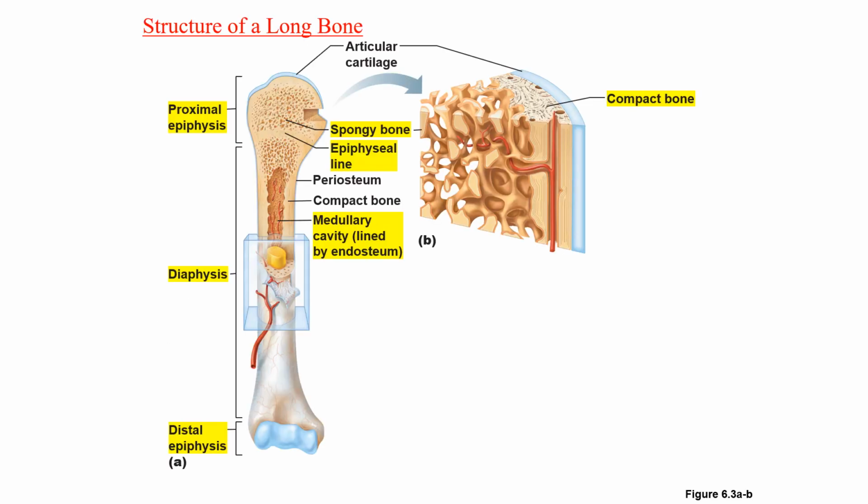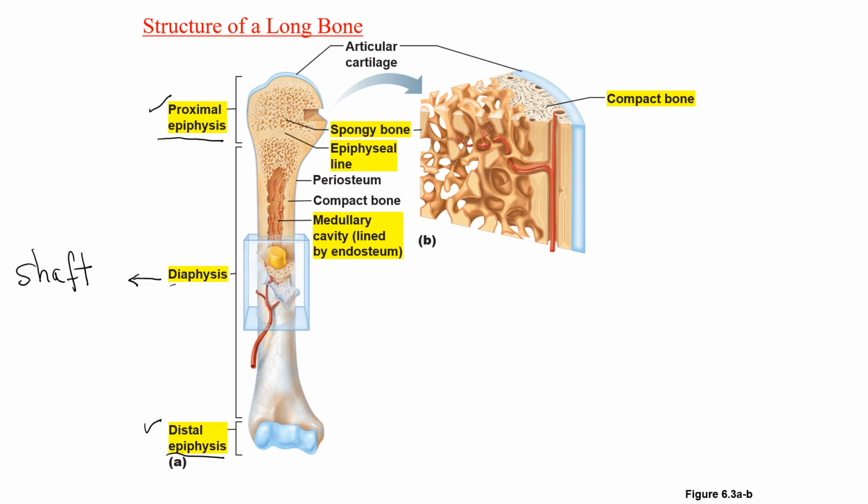Long bones consist of three structures. The shaft of the bone is called the diaphysis. The expanded ends are called the epiphyses. A long bone will have two epiphyses. The proximal epiphysis will be the one closest to the trunk. The distal epiphysis will be the one furthest from the trunk.